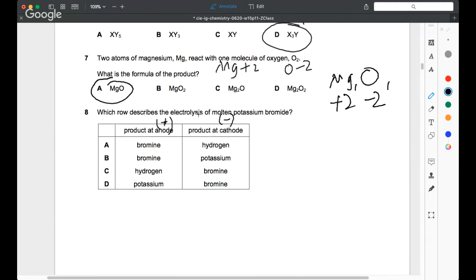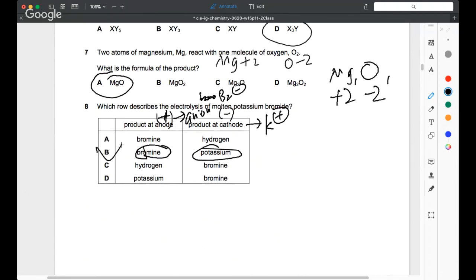Okay, so number 8. We are doing the electrolysis of potassium bromide. We know that the anode is positive, and because opposite charges attract each other, the positive anode will attract the anion, which is bromide in this case, and vice versa. The negative cathode will attract the cation, which is the potassium cation. So we have potassium forming at the cathode and bromine forming at the anode. So the answer here is B.